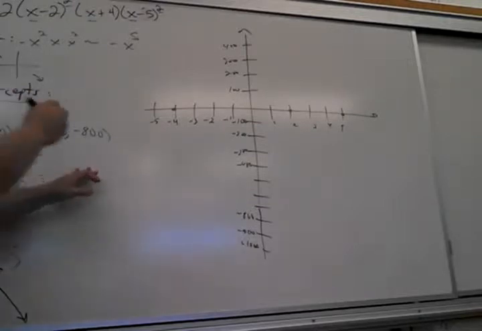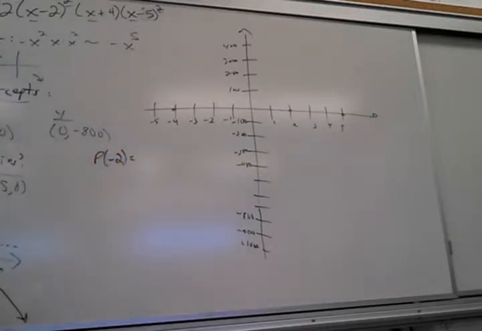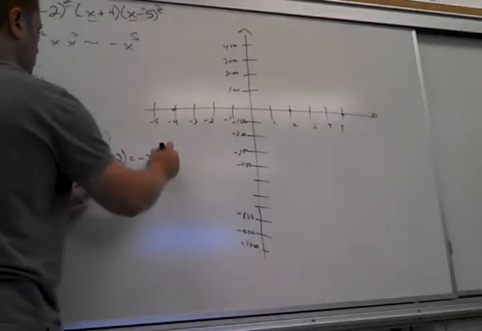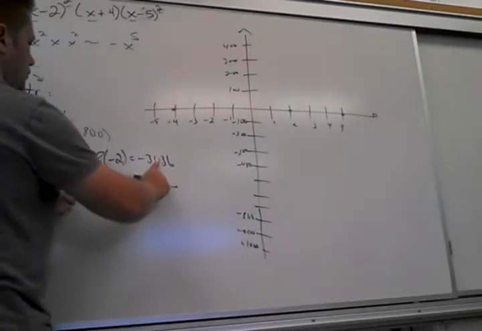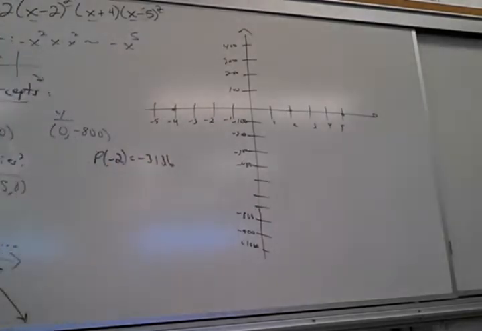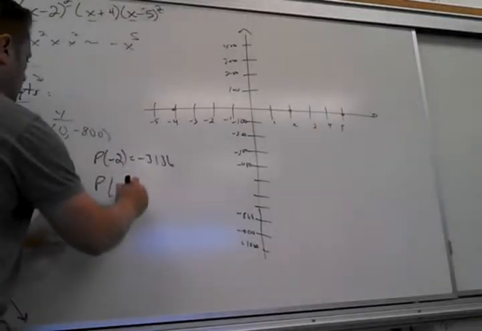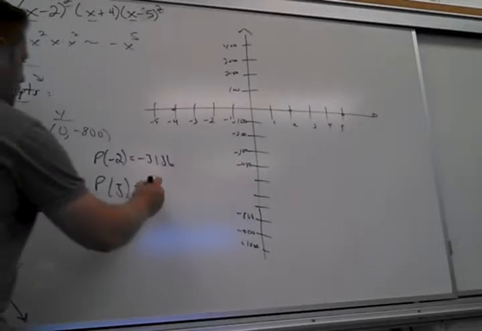So I think you just told me you did P of negative 2? Yeah. And you got? Negative 3,136. Negative 3,136? Yeah. Okay. And then what's a good thing to use in there? 3. Sure. So P of 3 would be what? Negative 56.